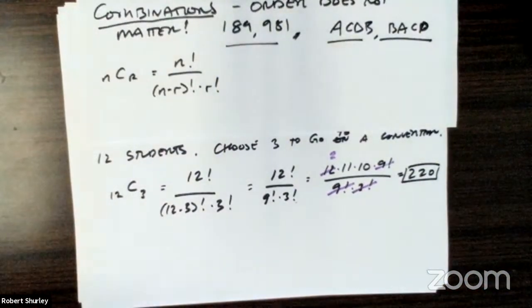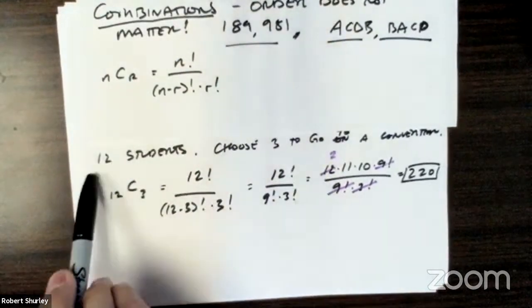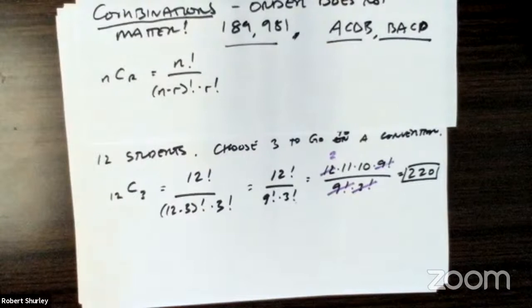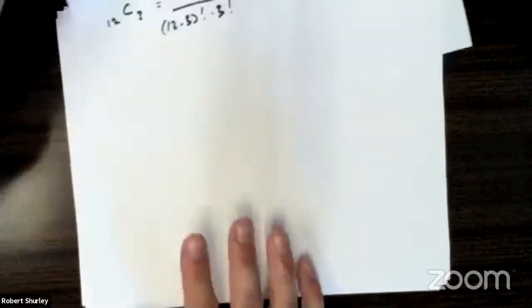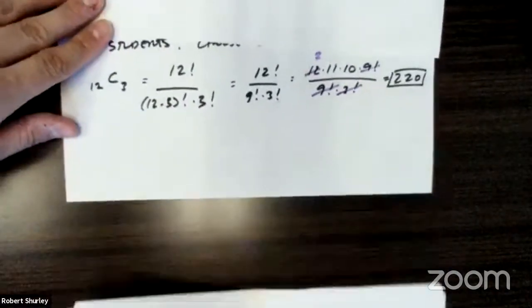So we have 220 groups of 3 if we start with 12 students, okay? We've got 220 groups of 3 if we start with 12 students. I'll leave that up there to write it down.